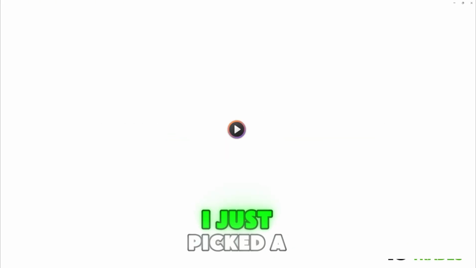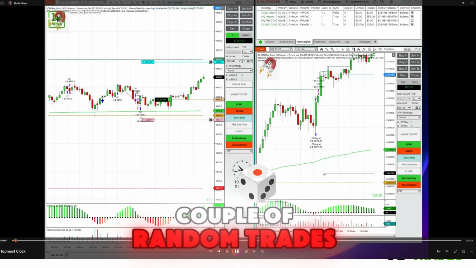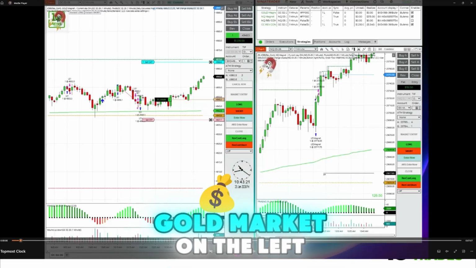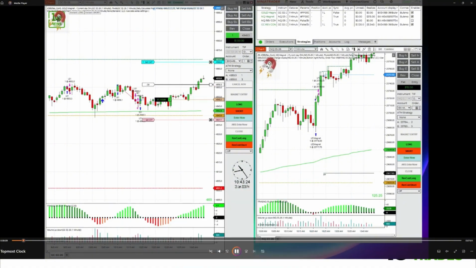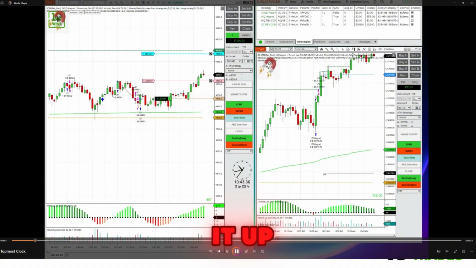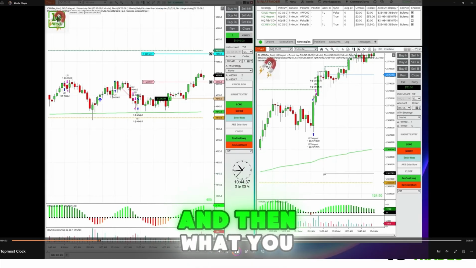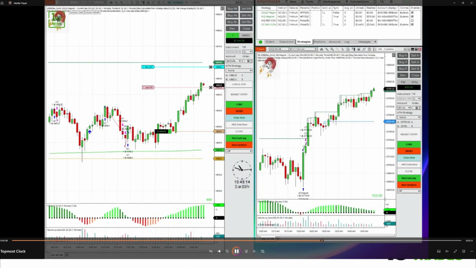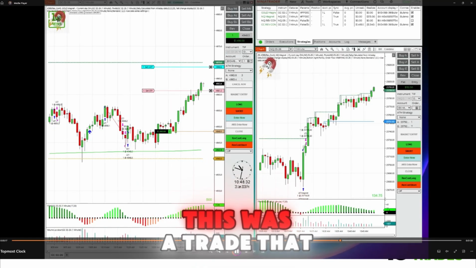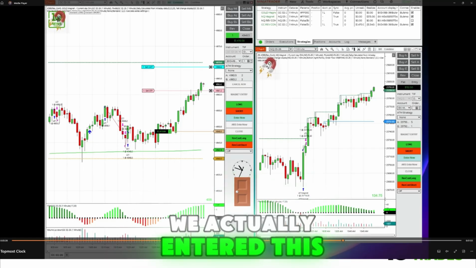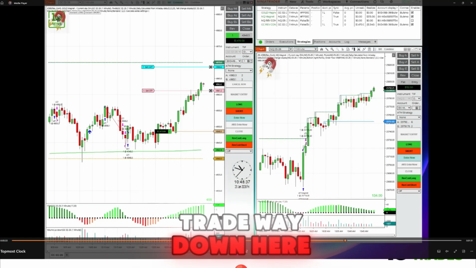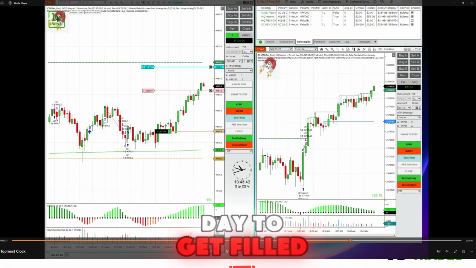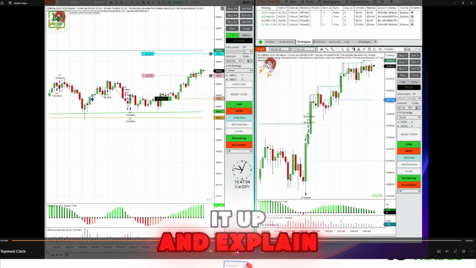I just picked a couple of random trades. So here we've got the gold market on the left. Let me just speed it up. And then what you have is the market starting to move up. I'm trailing my stop. We actually entered this trade way down here, expecting the high of day to get filled. So let me back it up and explain what I'm talking about.